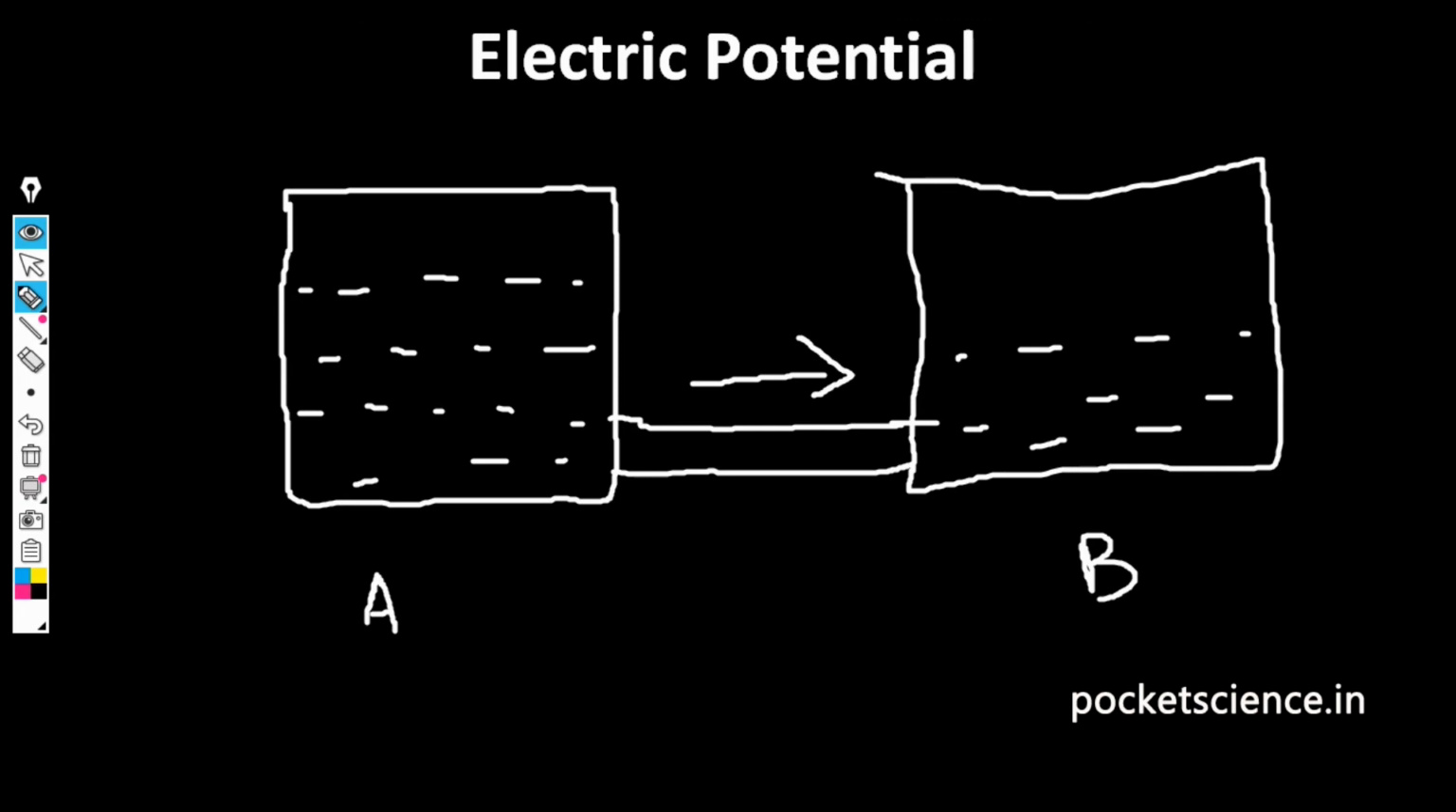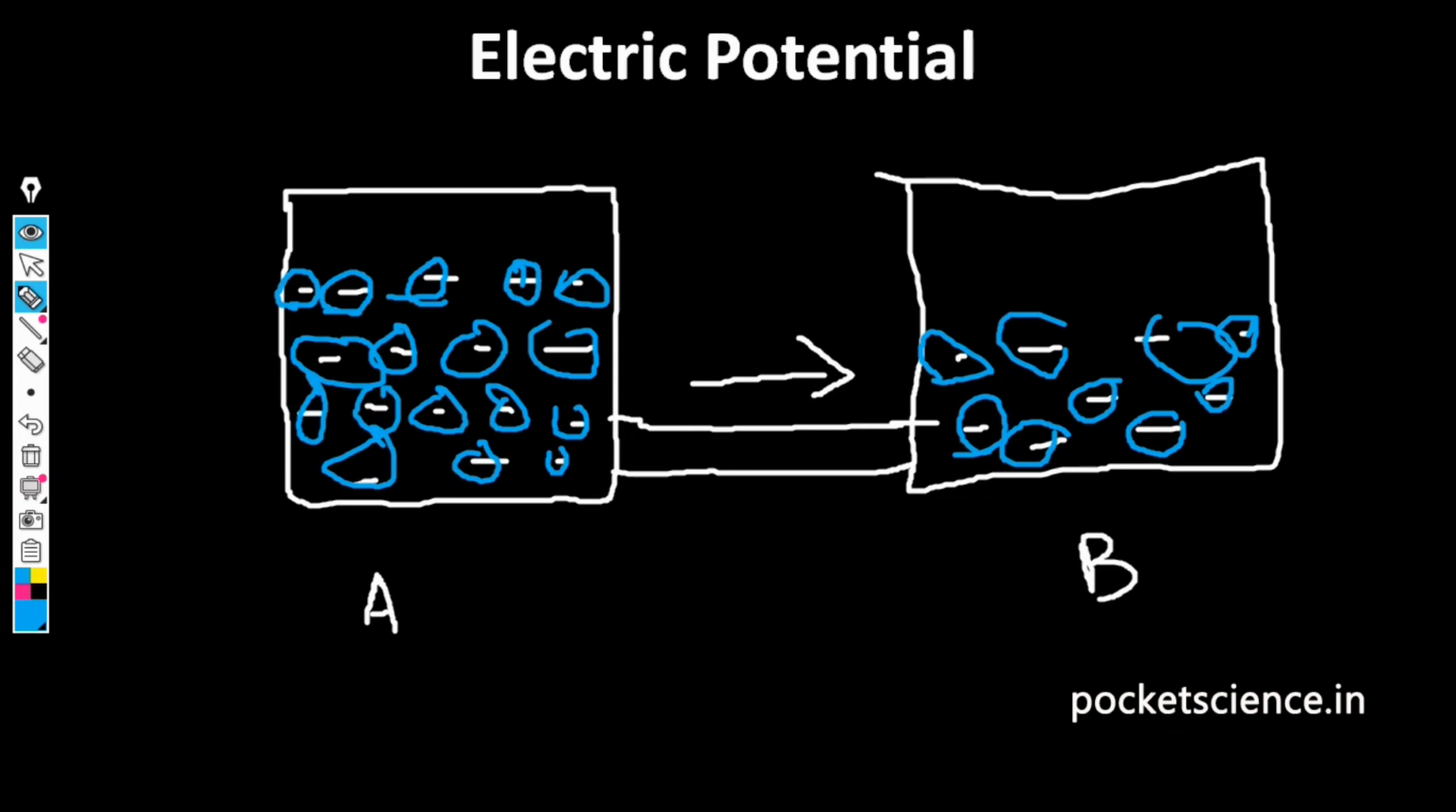So similar to that, if I replace this water with charges, electric charges, let's suppose these water molecules are electric charge. So this difference in charges will create a potential difference between the containers A and B, and this difference is created by the batteries or the cells. Now these charges are actually the electrons here. So in container A we have a larger number of electrons as compared to container B.